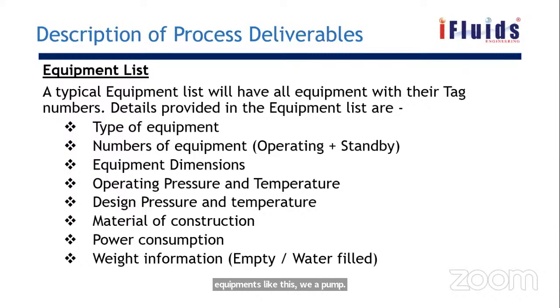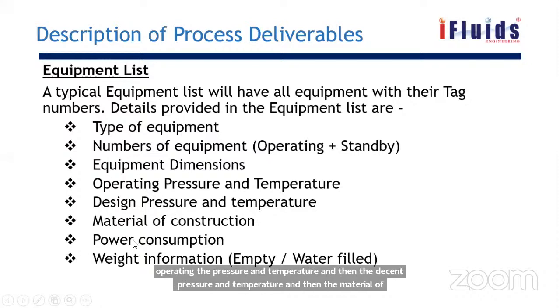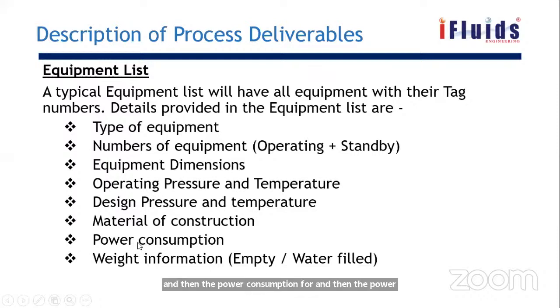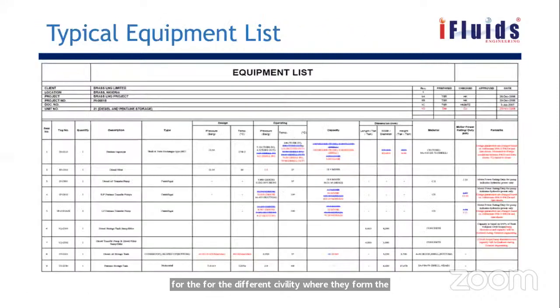And then equipment dimension, base dimensions. And then the operating pressure and temperature, and the design pressure and temperature, and the material of construction, and then the power consumption for pumps and compressors, or for package units. And then the weight information. This is required for transportation and for the civil team, where they work on the foundation and all. So this is the typical equipment list, where we will put all the details.